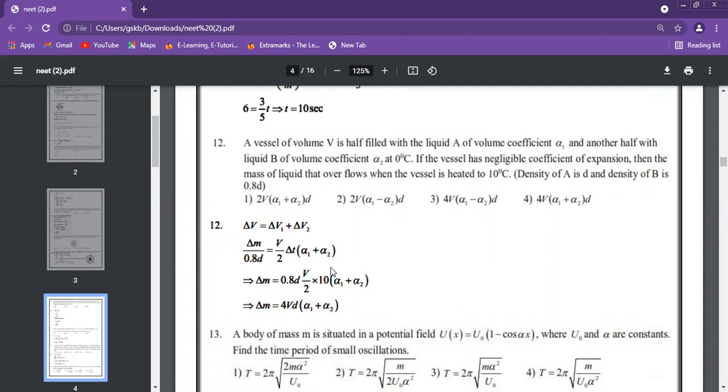This is mechanical calorimetry, expansion of solids. The change in total volume is equal to the change in the first volume plus the other. V by 2 into, we have the formula: change in volume delta V is equal to V into alpha delta T.